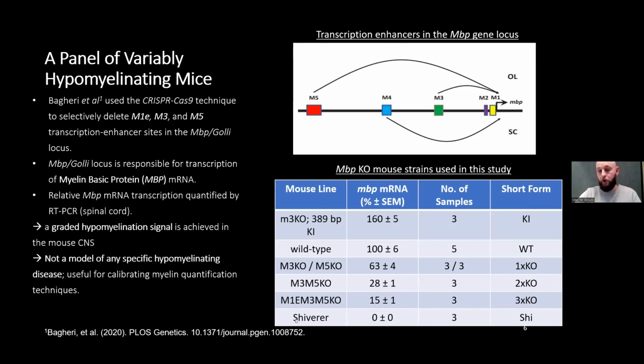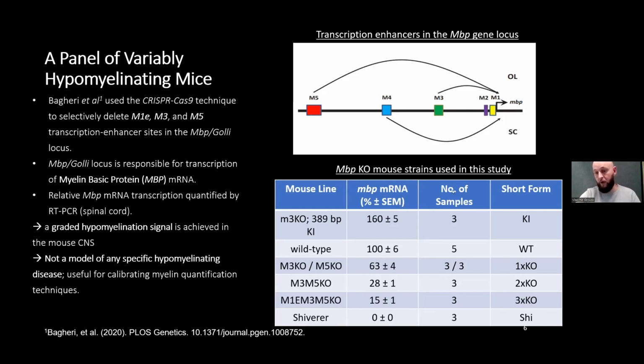So in fact, the shiverer mouse is basically a total ablation of the entire MBP gene. So what they did was they figured that if they selectively remove the M5, M3, or M1 transcription enhancer sites, they can get less transcription of the MBP mRNA, and thus less translation into MBP protein by oligodendrocytes, and thus less myelin elaboration. So while this isn't meant to be a model of any specific disease, we thought it'd be great for calibrating myelin water fraction measurements.